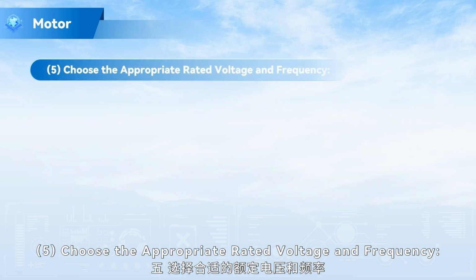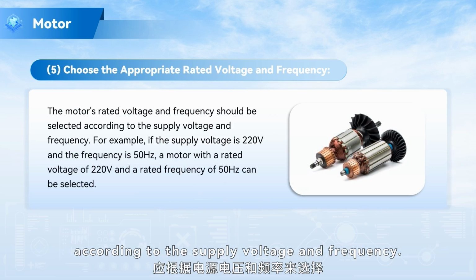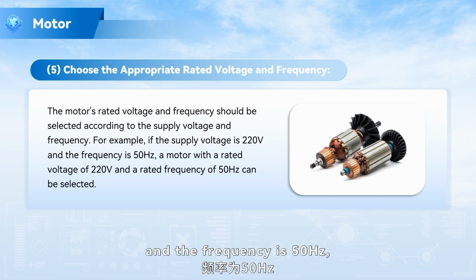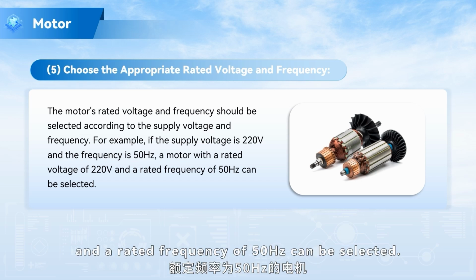5. Choose the appropriate rated voltage and frequency. The motor's rated voltage and frequency should be selected according to the supply voltage and frequency. For example, if the supply voltage is 220 volts and the frequency is 50 Hz, a motor with a rated voltage of 220 volts and a rated frequency of 50 Hz can be selected.